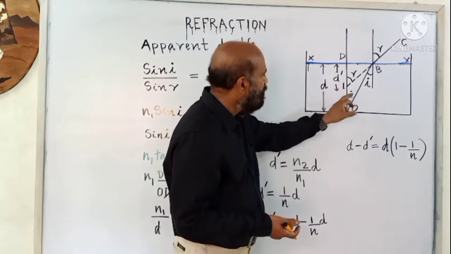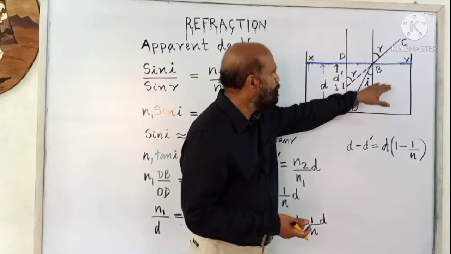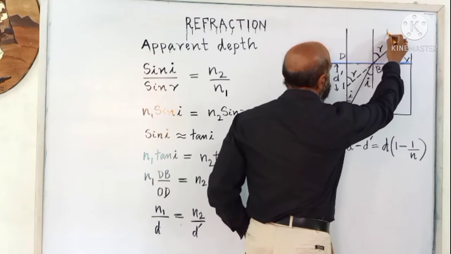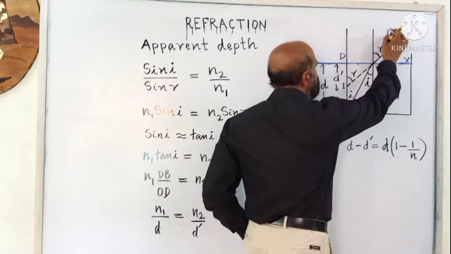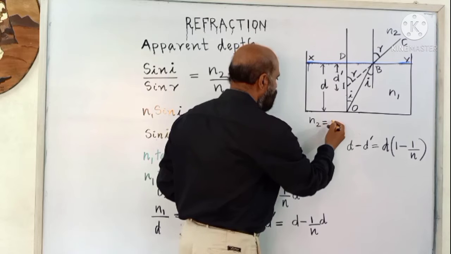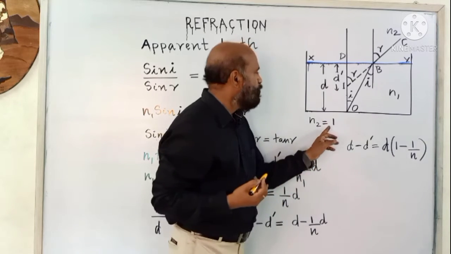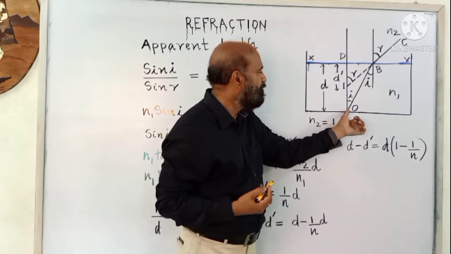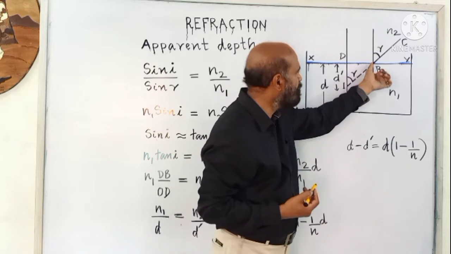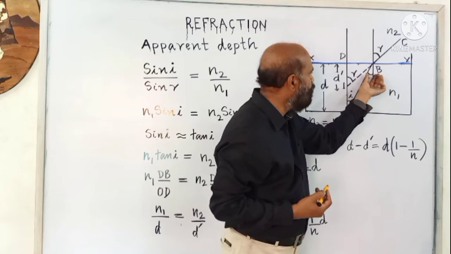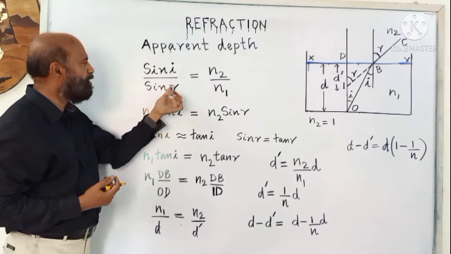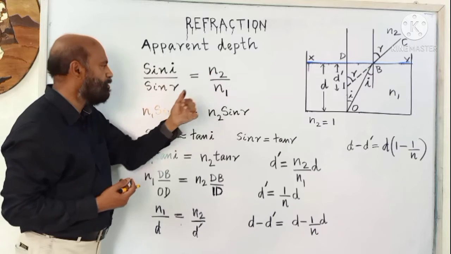Here light is entering from water to air. So here refractive index is N1. For this, refractive index is N2. Here this medium is air, and the refractive index of air is 1. So N2 is 1. Here light is starting from O and here it is undergoing refraction. So this is the angle of incidence and this is the angle of refraction. Then as per Snell's law, sin I by sin R is equal to N2 by N1.